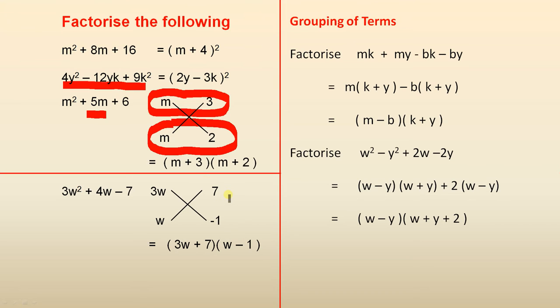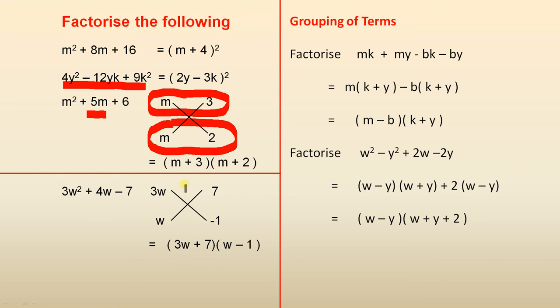In a similar manner, 3w squared plus 4w minus 7. The factors of 3w squared are 3w and w. Two factors of minus 7 are 7 and minus 1. Now we have to check if this works. 7w minus 3w gives me 4w. So we know that is correct.